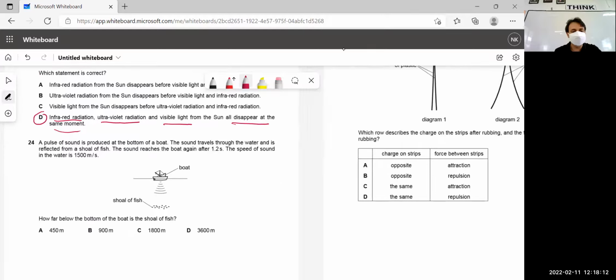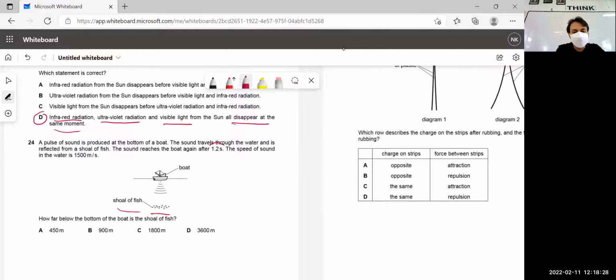Question number 24. 24 is important, children. A boat is sending a signal to the shoal of fish here, and the sound travels through the water and then it is reflected. Echo is heard after 1.2 seconds. The speed of sound in water is this. How far below the bottom of the boat is the shoal of fish? It means you have to find this much distance. Suppose this distance is x.